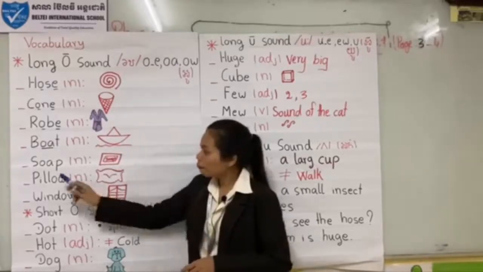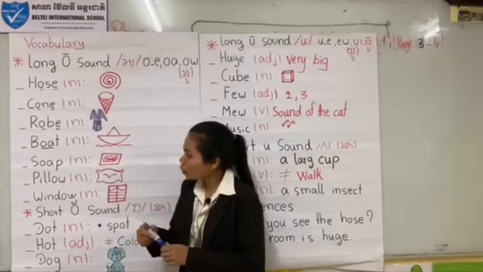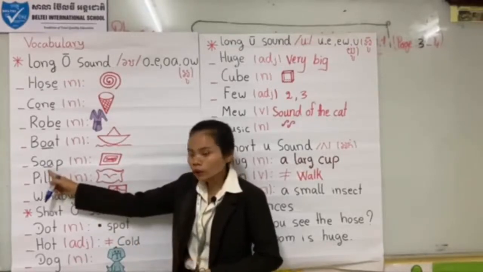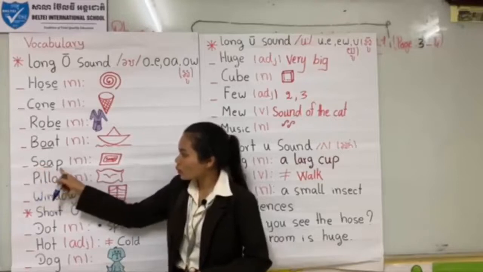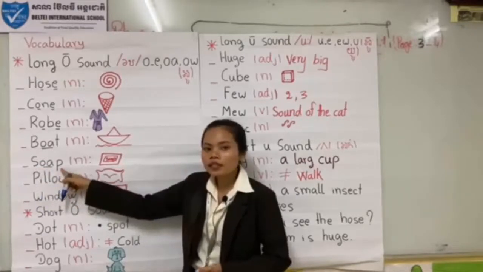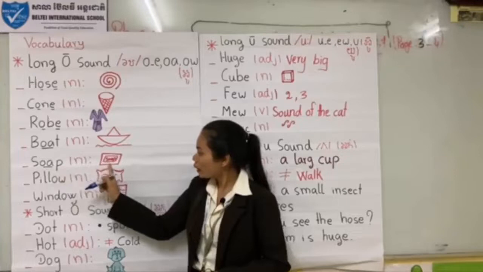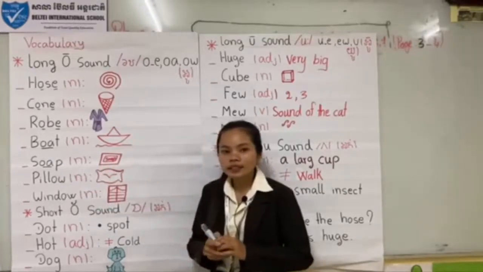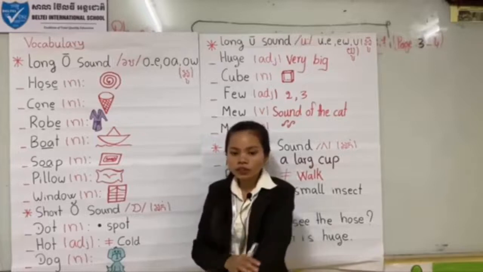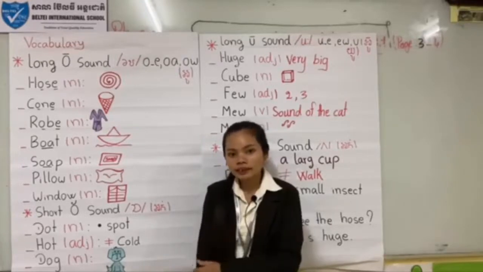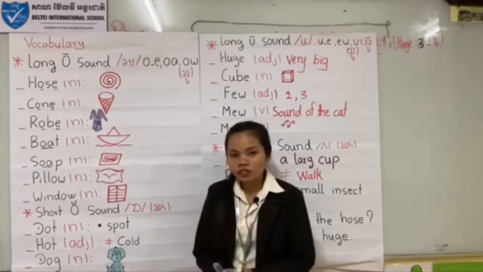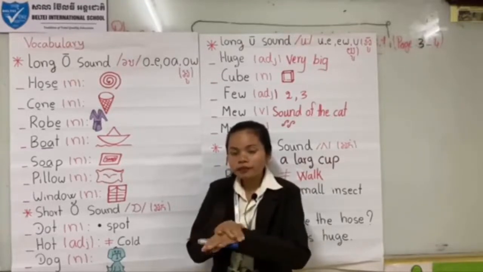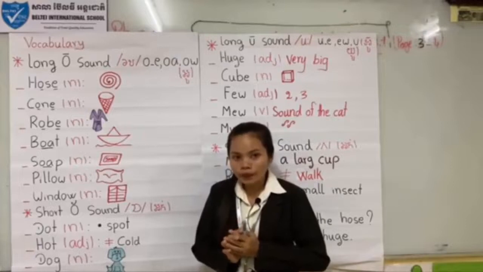Okay. Here one more time. O with A. Sound O. So soap. Soap is the thing that you use to wash your body, to clean your body, or you use it to wash your hand. That is soap.